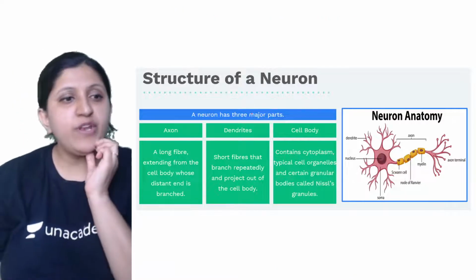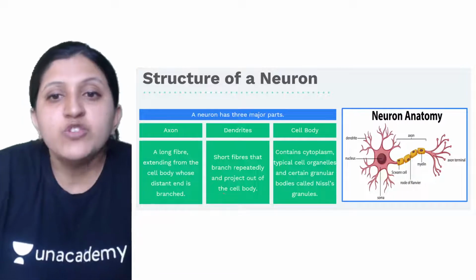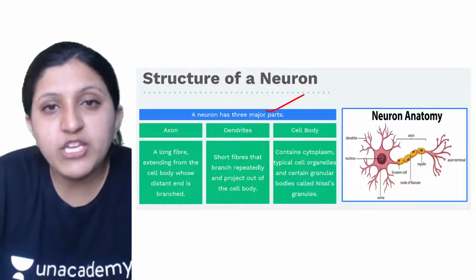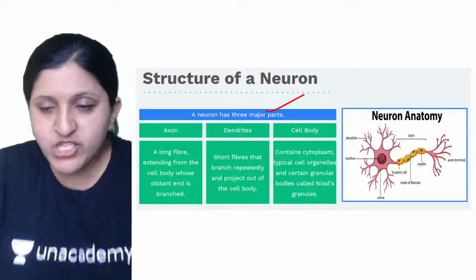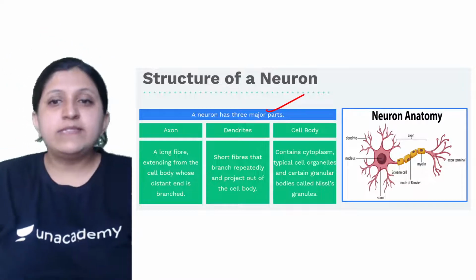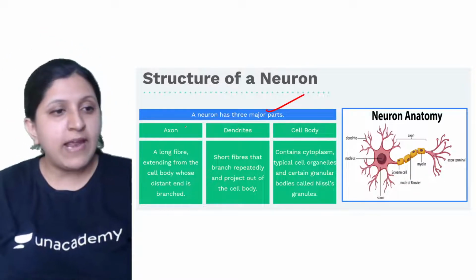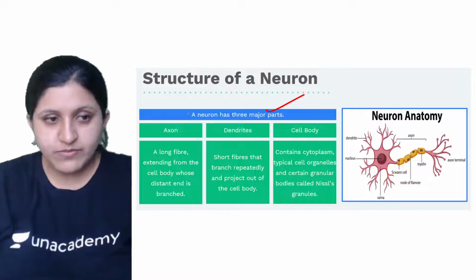So the structure of a neuron: a neuron has three major parts. What are the three major parts? One is the cell body, and then the dendrite and the axon are present.